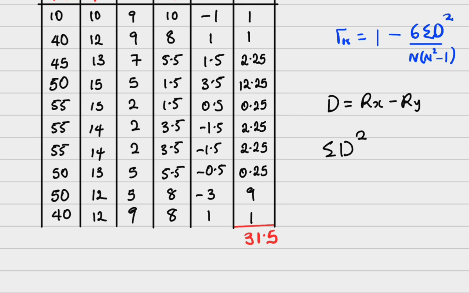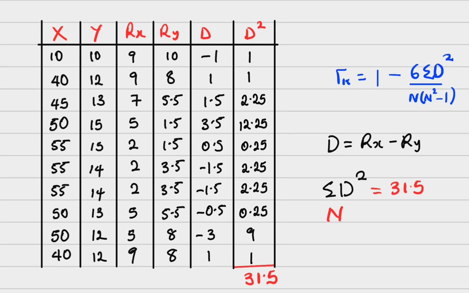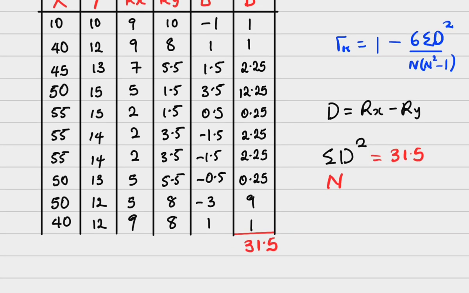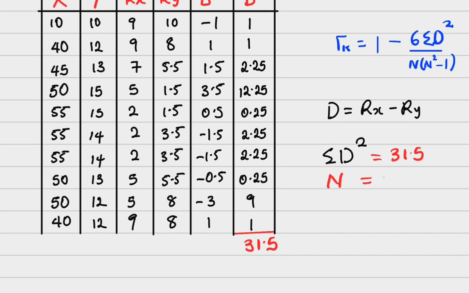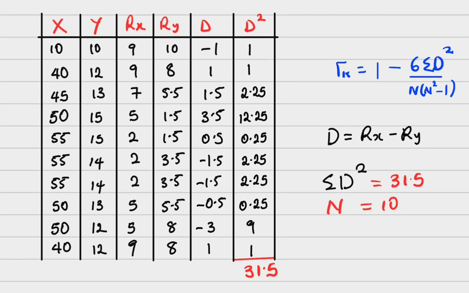Now the next thing is, what is n? So this is 31.5. Then what is capital letter N? It is the number of data that we have for both x and y. We know that is 10. So in this case, it's 10. We count it: 1, 2, 3, 4, 5, 6, 7, 8, 9, 10. So we have 10 of it. That is what I have here.